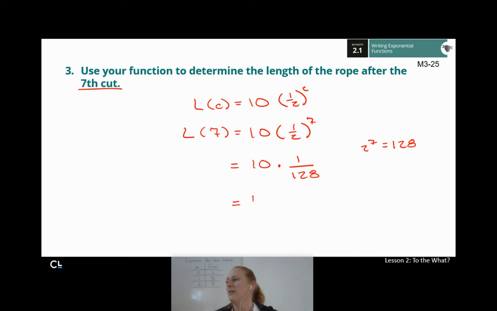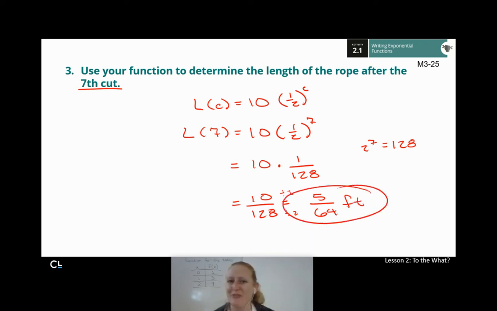So this means I have 10 over 128. I can simplify that, right? Because I can divide both of those by 2. 10 divided by 2 is 5. 128 divided by 2 is 64. So I have 5/64 of a foot of rope left. That's not a very big piece. But that's where we're at after 7 cuts of the rope.